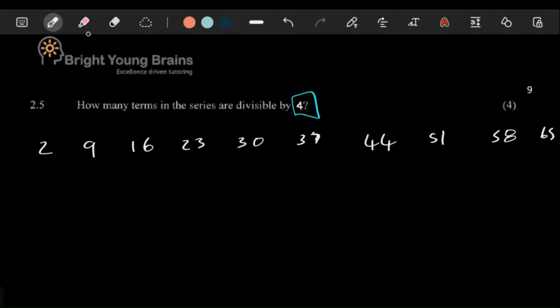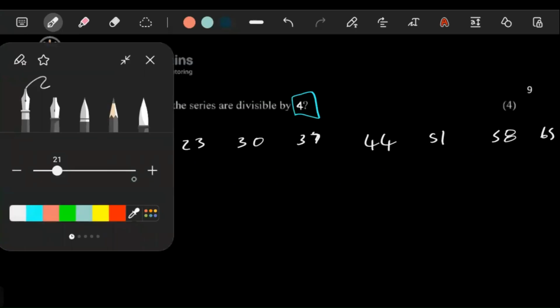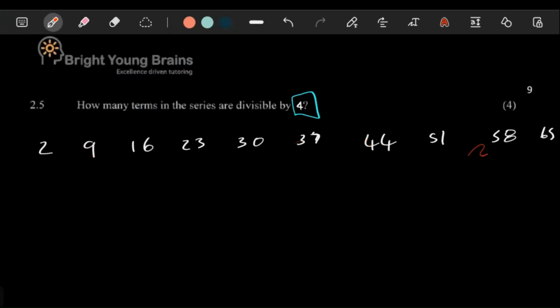So the idea is, when they ask you a question like this, within the sequence that you have written out, you want to circle the numbers that are divisible by 4 first. Because they're asking how many of them are divisible by 4, you write out your sequence, maybe around 10 or so terms is usually a good number. If the page is a bit bigger, 10 to 15 will be fine.